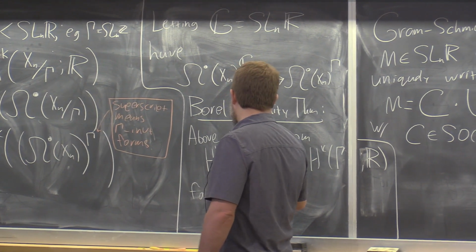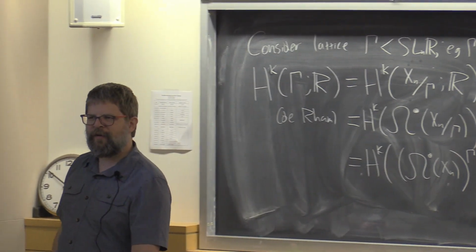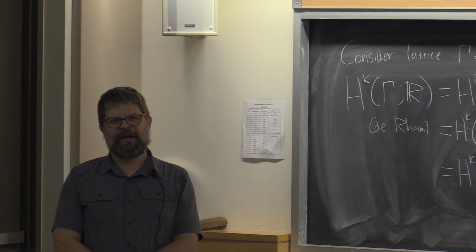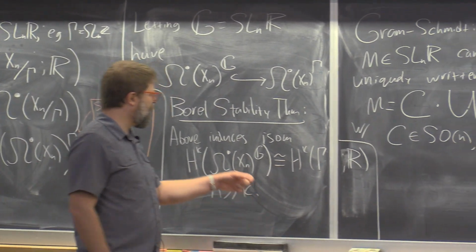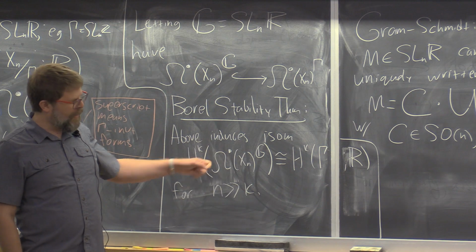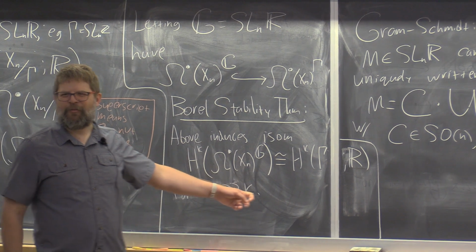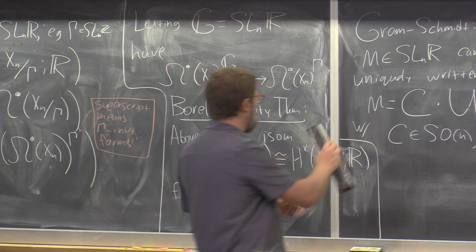This holds for n large relative to k. Okay, so if we're looking at n large, you can compute this complex of G-invariant differential forms. Now that's actually quite good. You might say this doesn't look like progress, that I've taken one calculation I don't know how to do and replaced it with another calculation I don't know how to do. But you can actually compute this.